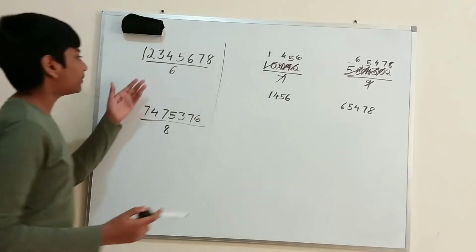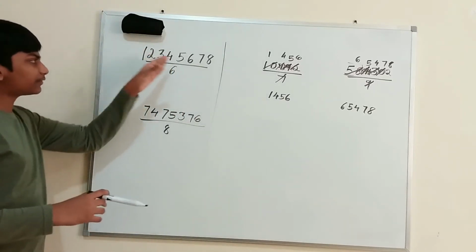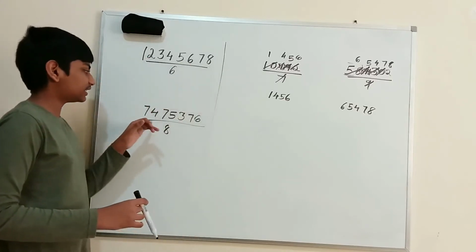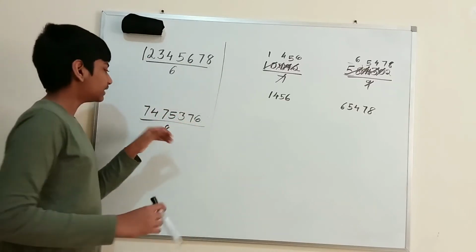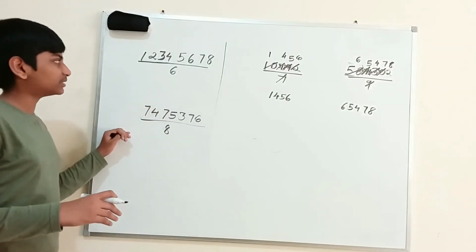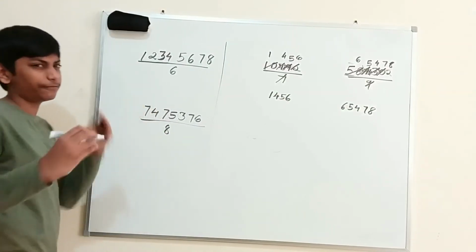So okay, now we'll come over here. So 12345678 divided by 6. Okay, and over here 7475356 divided by 8. So let's go with this. So here we have these 2 large numbers, right? So let's solve this first in a fast way.